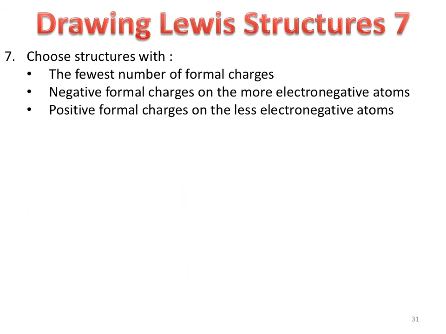If resonance structures do come about, we want to choose the one with the fewest number of formal charges. We want negative formal charges to be on the more electronegative atom, and we want positive formal charges to be on the less electronegative atoms.